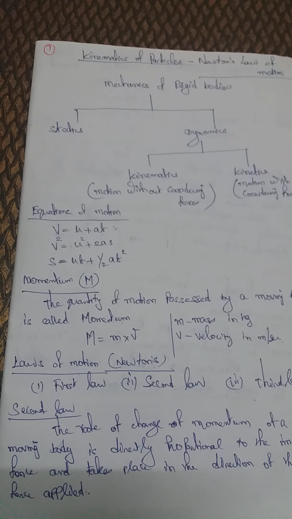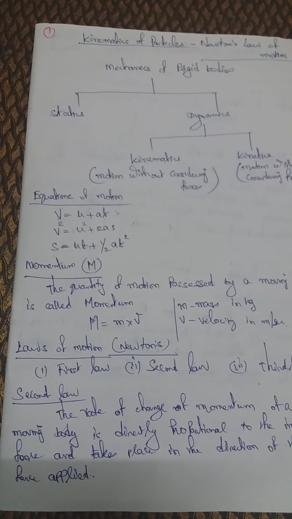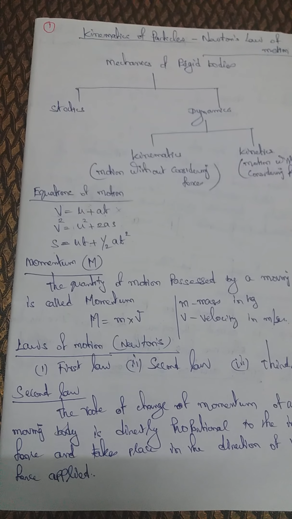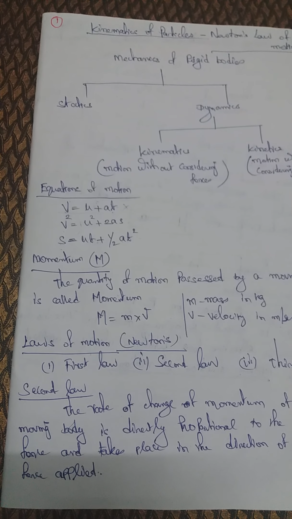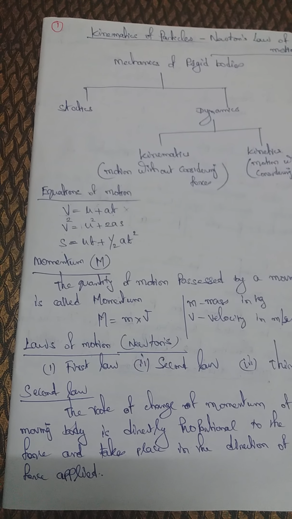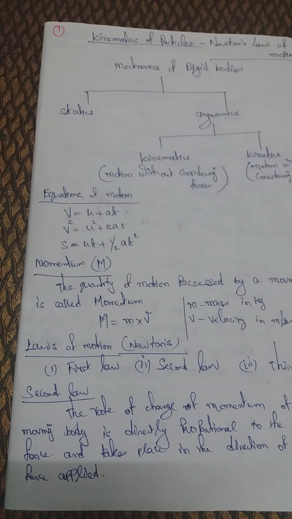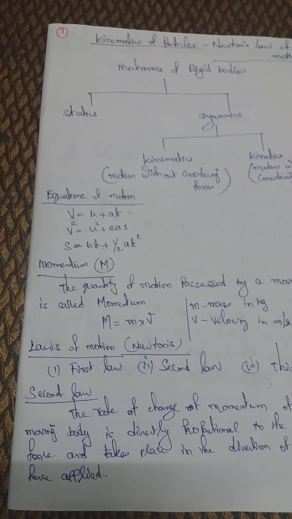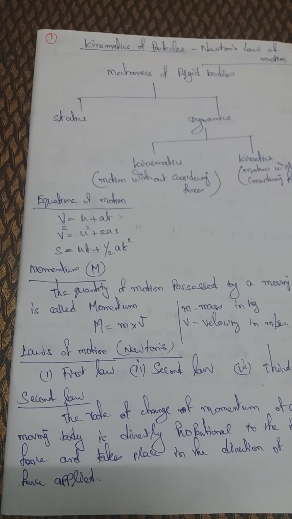In early classes, school days, they discussed the equations of motion, that is v is equal to u plus at, v square is equal to u square plus 2as, s equal to ut plus half at square, where small u is initial velocity, capital V is final velocity, a is acceleration, t is time taken, and s is distance travelled.